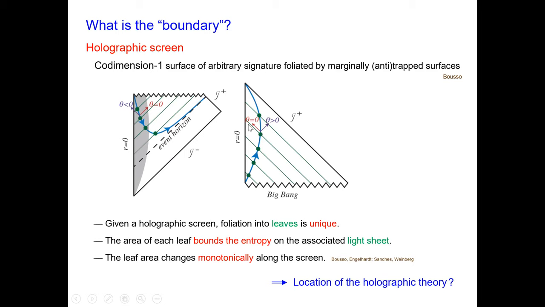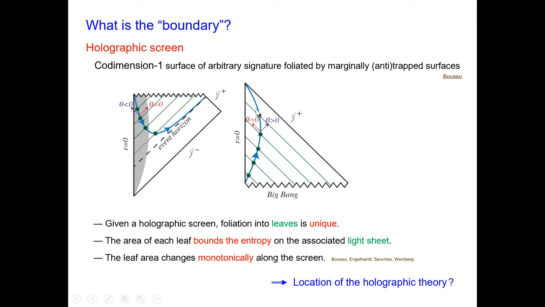And then you do this at different times, and that gives a codimension-one object, which is called the holographic screen. On this holographic screen, each leaf, the area of the leaf, which is codimension 2, bounds the entropy of the entire interior region. Okay? So that's the region I want to discuss today. This entire interior region. And when I say boundary, it is this holographic screen. So this is the key. If you have any question, please ask now.